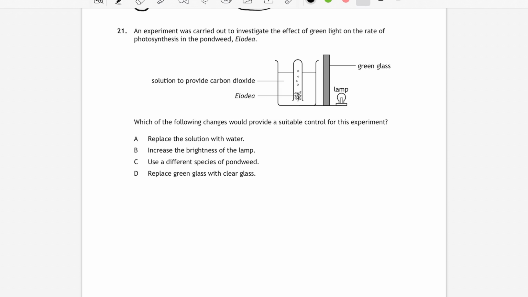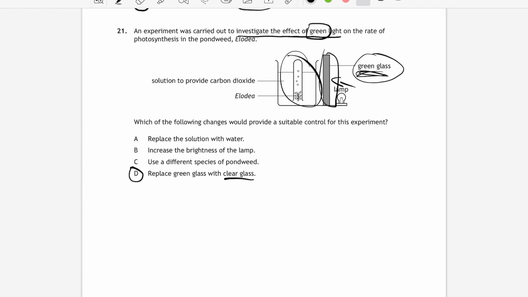Again, pause the video and have a think. Okay, let's have a look at the aim. So it's investigating the effect of green light. So if I want to have a control, we've been given this green glass here and the light is going through the green glass, creating more green light for the plant to absorb. I'd want to get rid of the green glass and replace it with clear glass, so I can prove that it was the green glass that was doing the work. So question 21 is D.